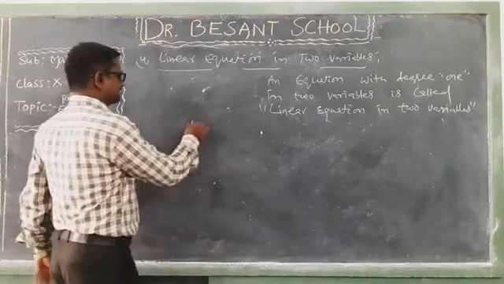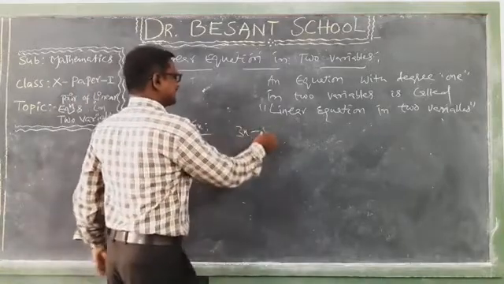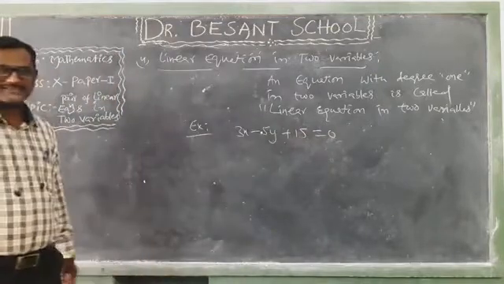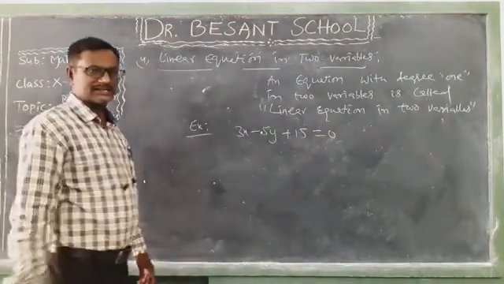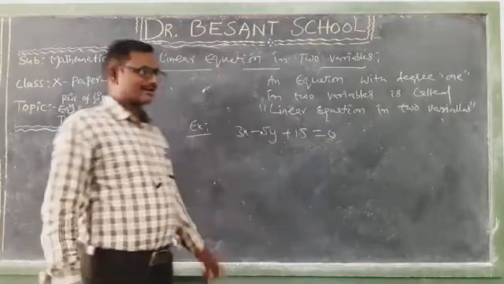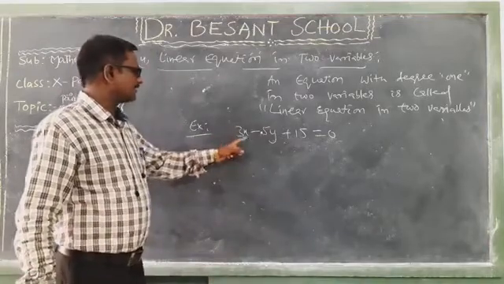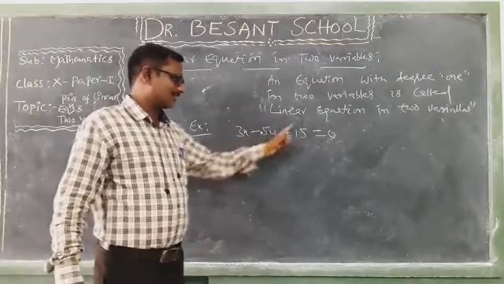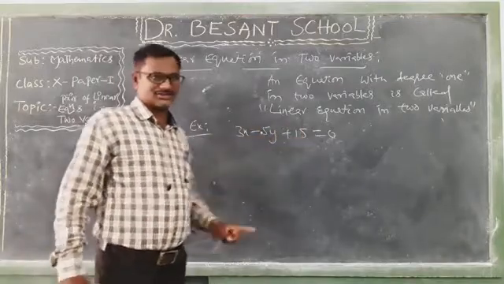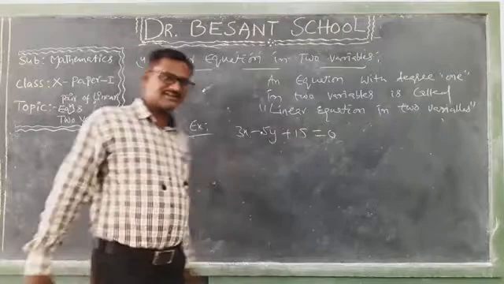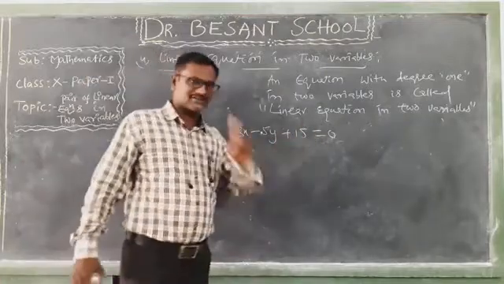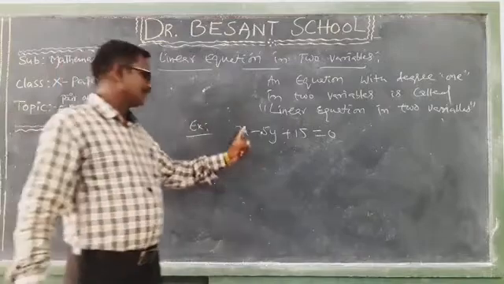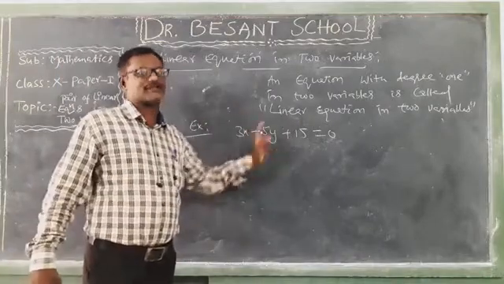Let me write some examples. This is 3x minus 5y plus 15 equals 0. How many variables does it have? 2 variables, x and y. What is the degree of the first term? 1. The second term? 1. The constant? 0. Among all these degrees, the highest is 1. So the degree of this equation is 1, and it has 2 variables, x and y. So it is a linear equation in 2 variables.